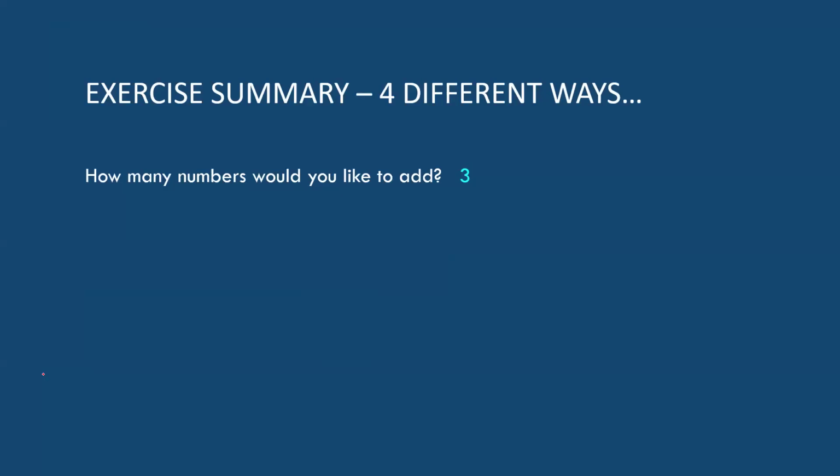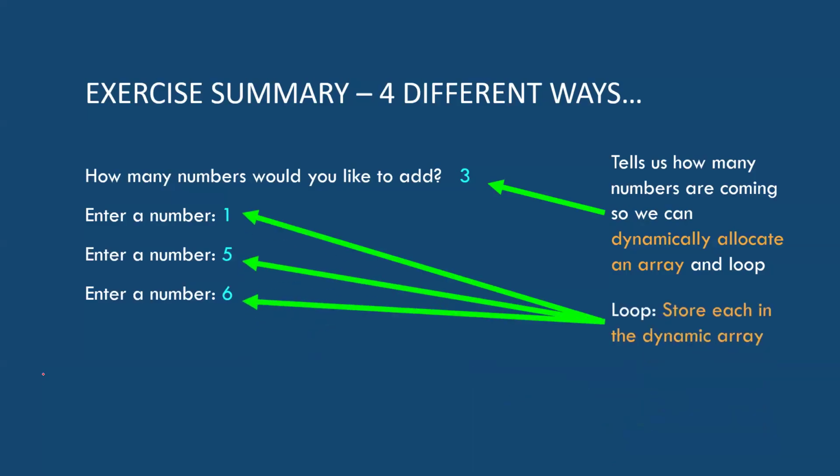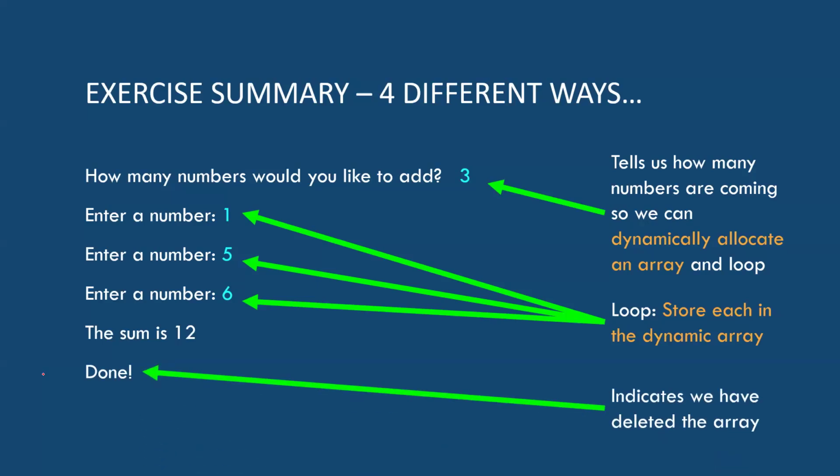4 different ways. So if we ask a user, how many numbers would you like to add together? And they say, I'm going to give you 3 numbers. Now we can dynamically allocate some data structure. We can collect those numbers. We can add them up, and from some local dynamic memory, print out the sum, and then delete those structures. So once we've printed out the sum, we don't need the data structure anymore. So that's what we want to do, and we want to do it in 4 different ways.